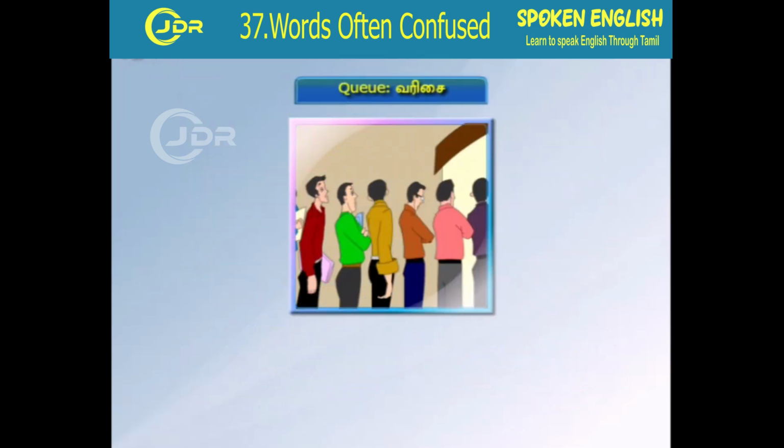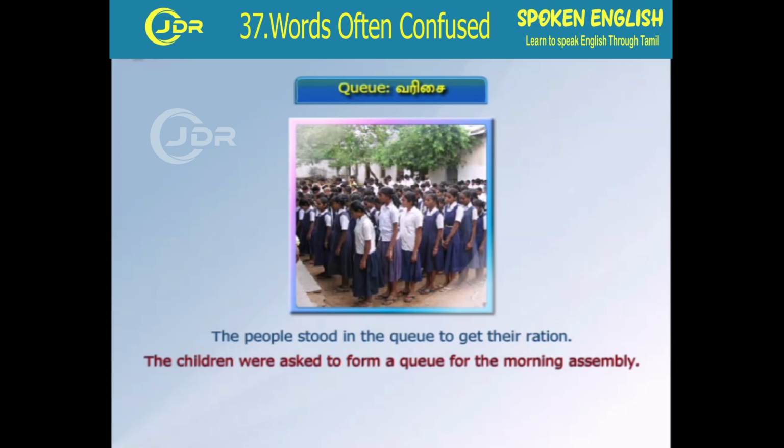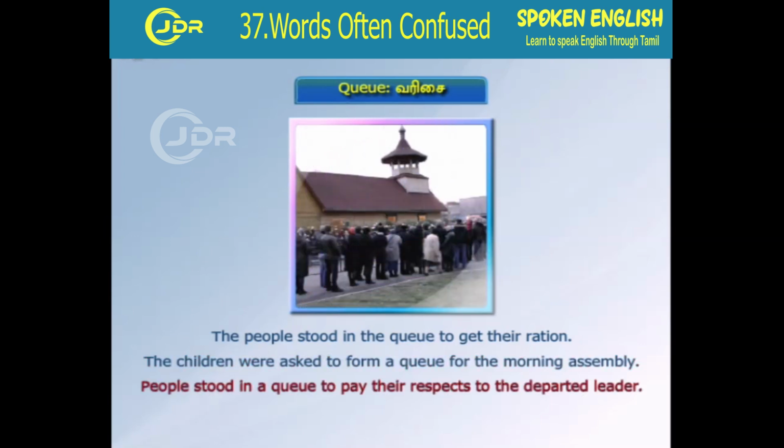Queue, வரிசை. People stood in the queue to get their ration. The children were asked to form a queue for the morning assembly. People stood in a queue to pay their respects to the departed leader.